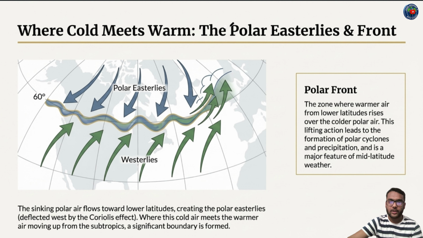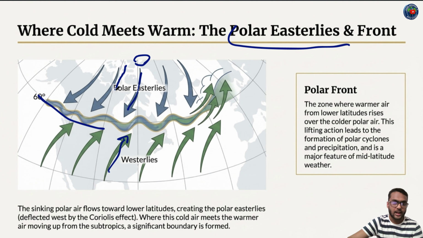This is the polar easterlies and westerlies. This is the polar high pressure region, and the subpolar low. That's why air moves from this direction, coming from this direction. The polar front is the zone where warmer air from lower latitudes rises over the colder polar air. This lifting action leads to the formation of polar cyclones and precipitation and is a major feature of mid-latitude weather. The sinking polar air flows towards the lower latitudes, creating the polar easterlies.